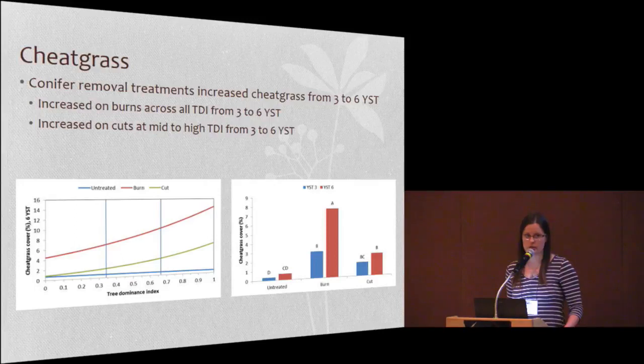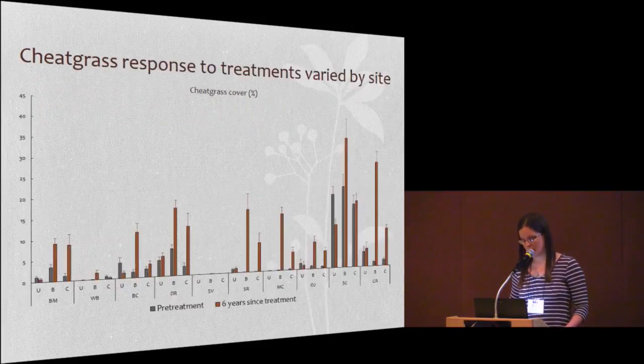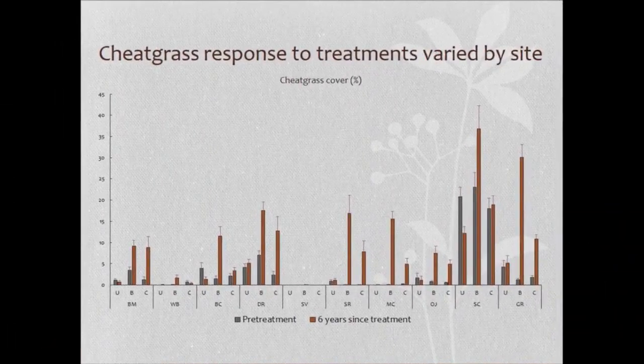So cheatgrass increased on both cut and burn at mid to high levels of TDI, actually increasing across all TDI on our burns. But these results varied dramatically by site. So you can see on this graph our study sites along the bottom. So we have untreated, burn, and cut, and pre-treatment, and then 6 years following treatment cheatgrass cover.